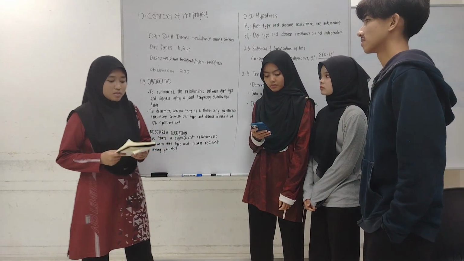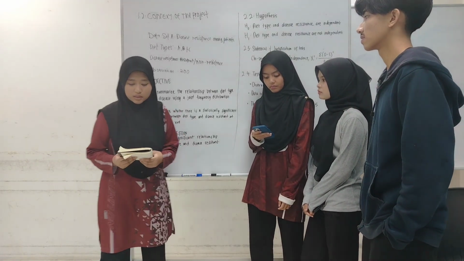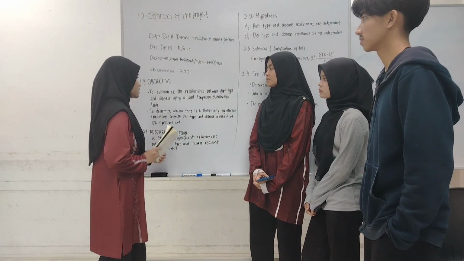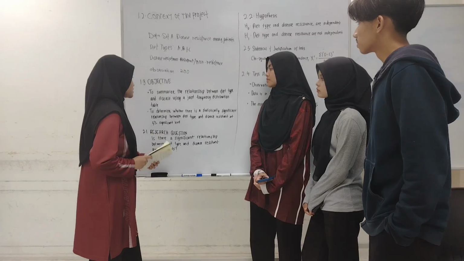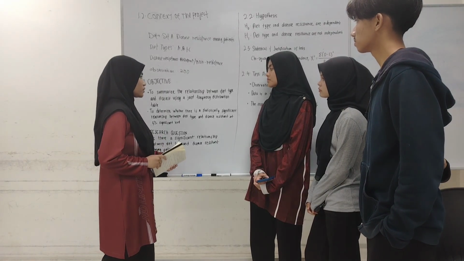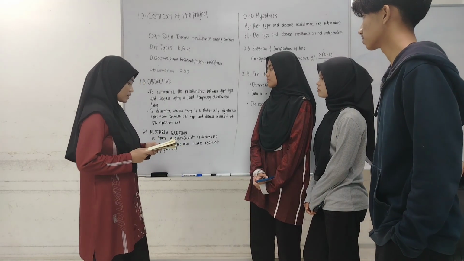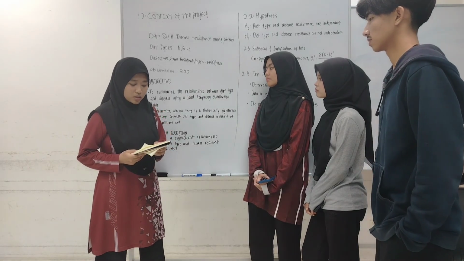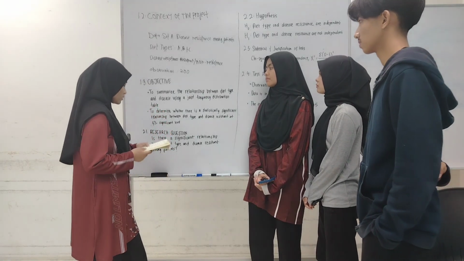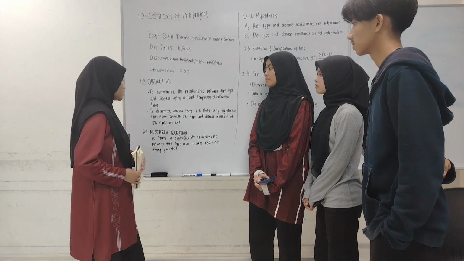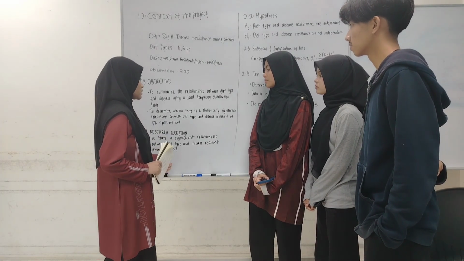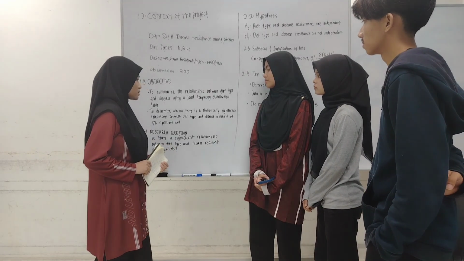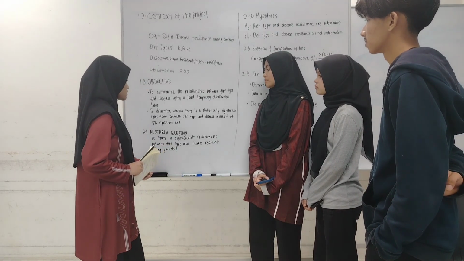The objectives of the study. The first objective is to summarize the relationship between diet type and disease using a joint distribution method, which helps us organize the data. The second objective is to determine whether there is a statistically significant relationship between diet type and disease resistance.